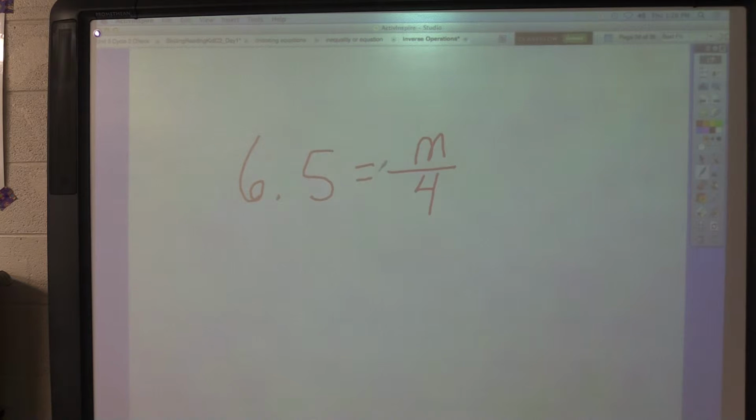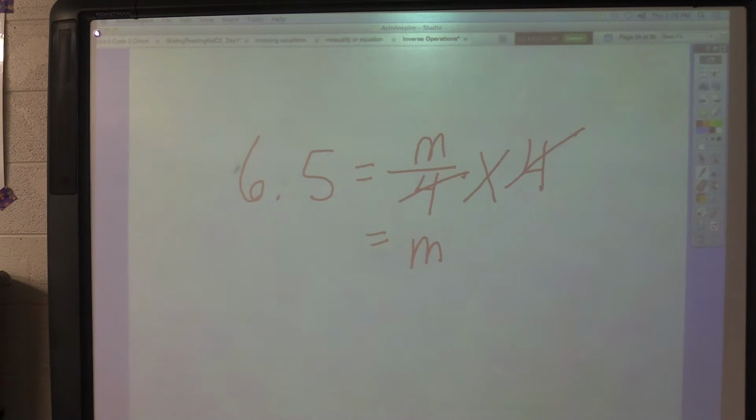Now I'm looking around my room for all my active listeners, and I hope everybody is paying attention to the Promethean board and following along the best they can. Now, I already said that this operation is divide, and the inverse operation of division is multiplication. So what I'm going to do here is multiply m over 4 times 4, and that's going to reduce these two out, so I'm left with just m over here.